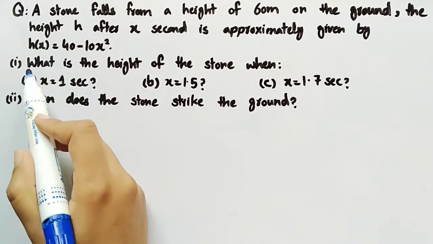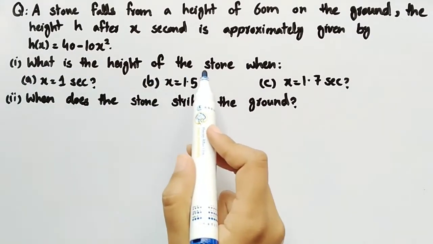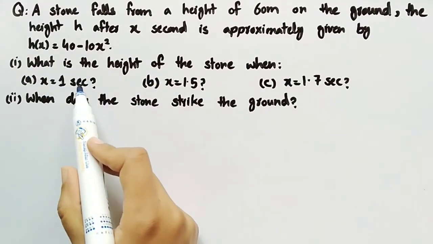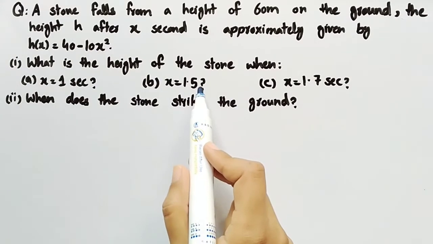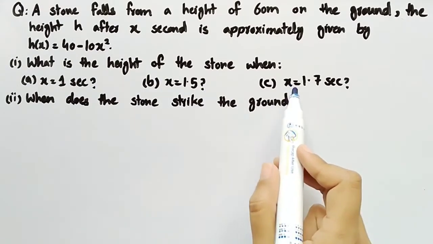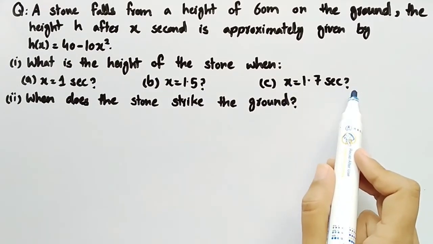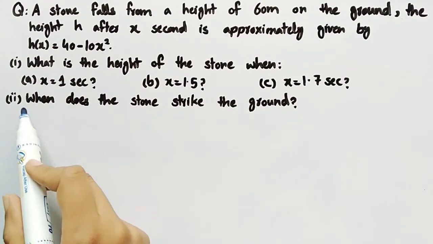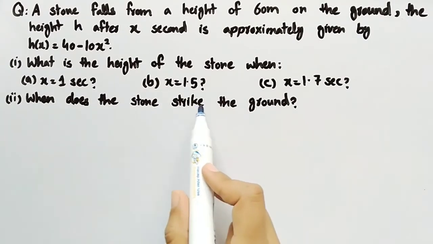Part 1 is: what is the height of the stone when x is equal to 1 second, x is equal to 1.5 second and x is equal to 1.7 second. And part 2 is: when does the stone strike the ground.